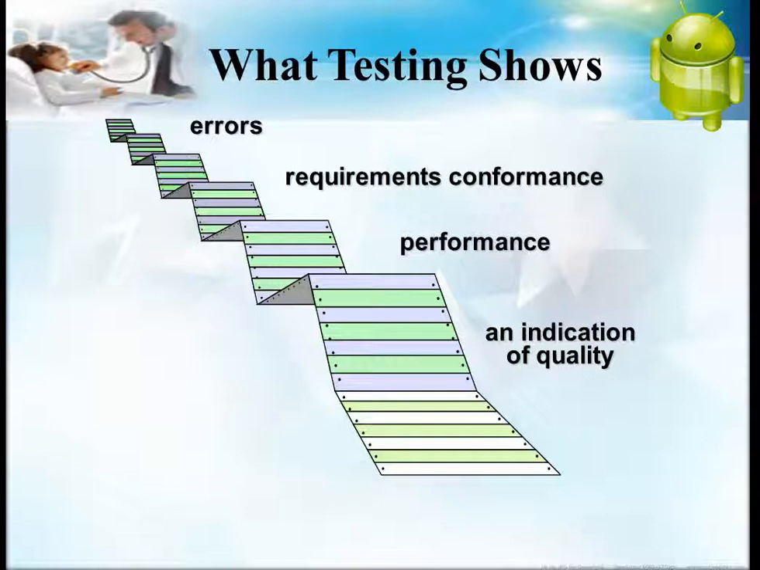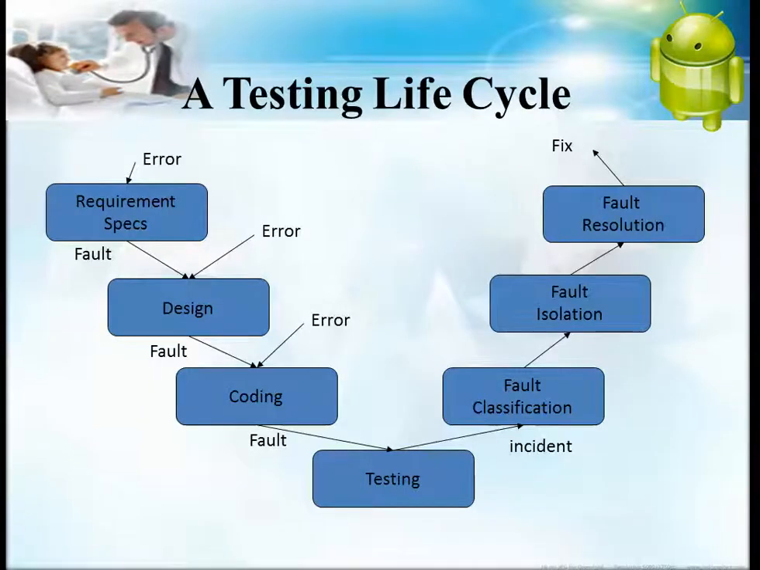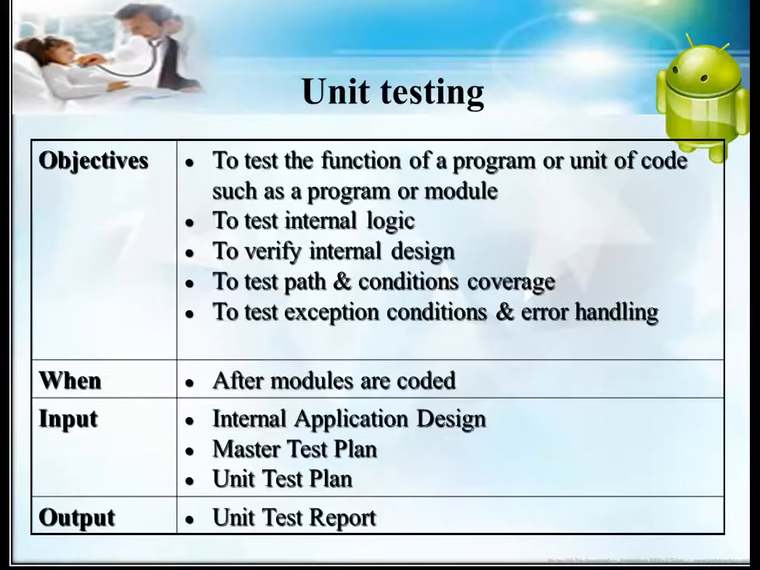When I was starting my testing, I was facing so many errors after requirement, conformance and performance, and finally an indication of the quality, that is my project output. This is the testing life cycle I provided over there. It's a very good life cycle. We can easily see what errors, faults, and all those things I had to face here. Here I am going to do the unit testing.